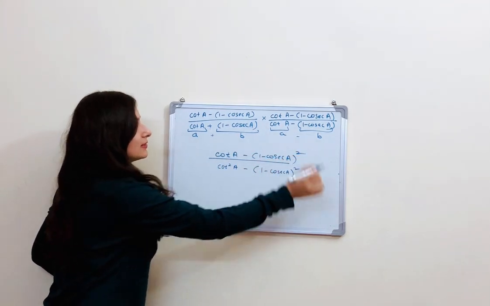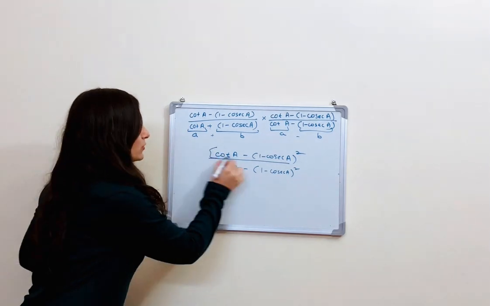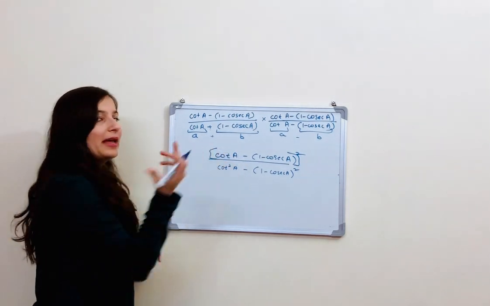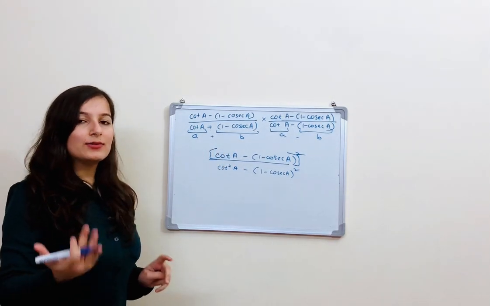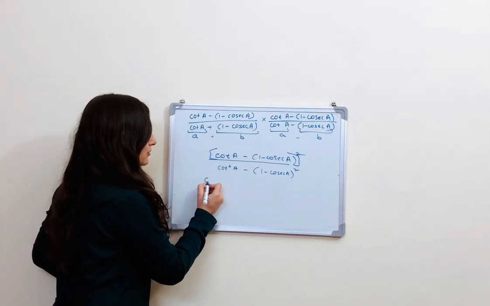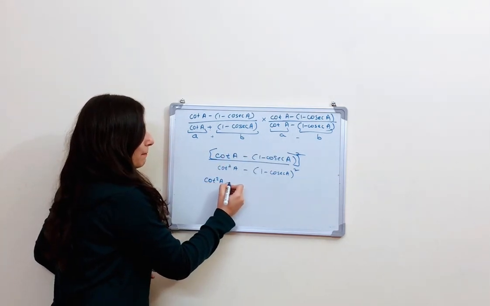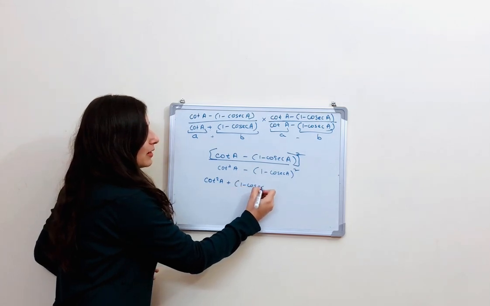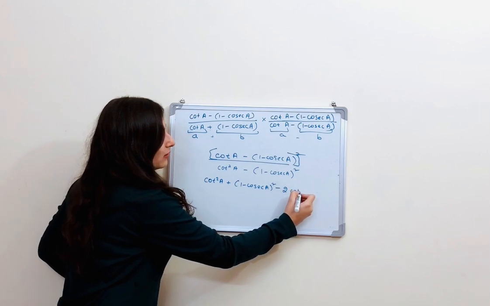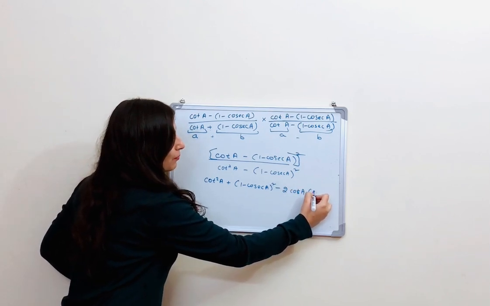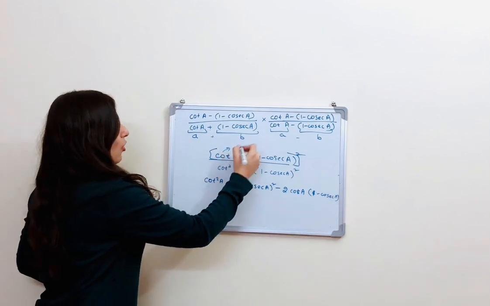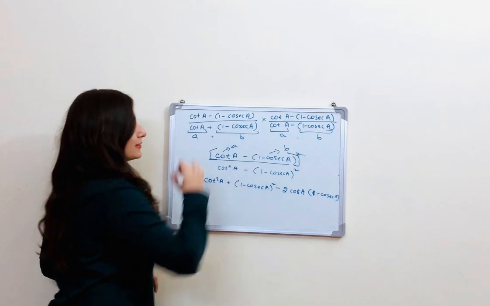So we get this, correct? This whole square. So now just expand the numerator. You know A minus B whole square? Obviously that was in 9th class. A minus B whole square is A square, which is cot square A, plus B square, which is 1 minus cosec A whole square, minus 2 into A into B. Here our A is cot A and B is 1 minus cosec A.